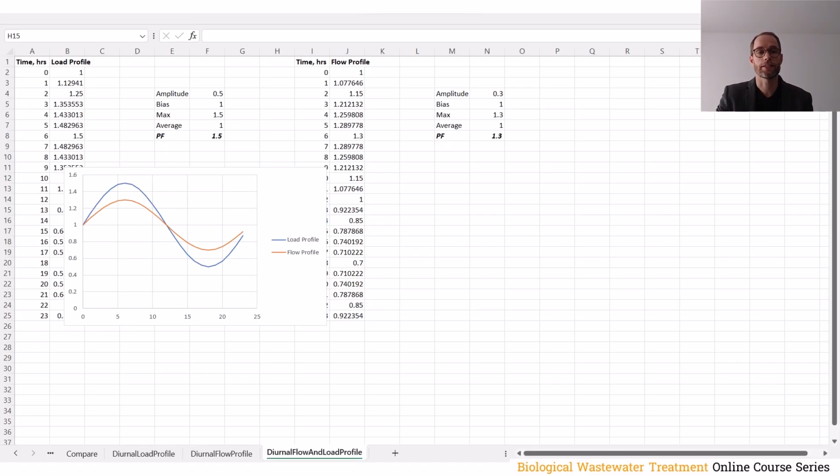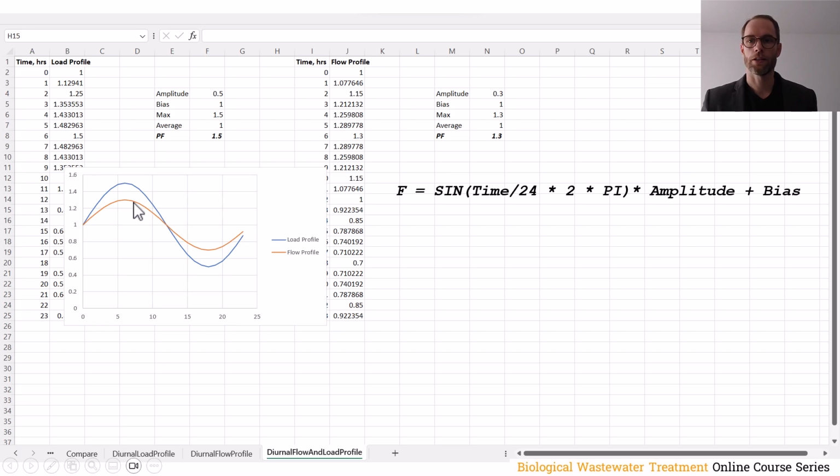So we're going to use a sinusoidal function. The sinusoidal function is what was used to generate these two tables here, and what is plotted in these blue and orange curves. The function is as simple as this. The factor at any given hour of the day is equal to the sine function of the hour of the day, divided by 24 times 2 times pi, multiplied by an amplitude, and then added to a bias.